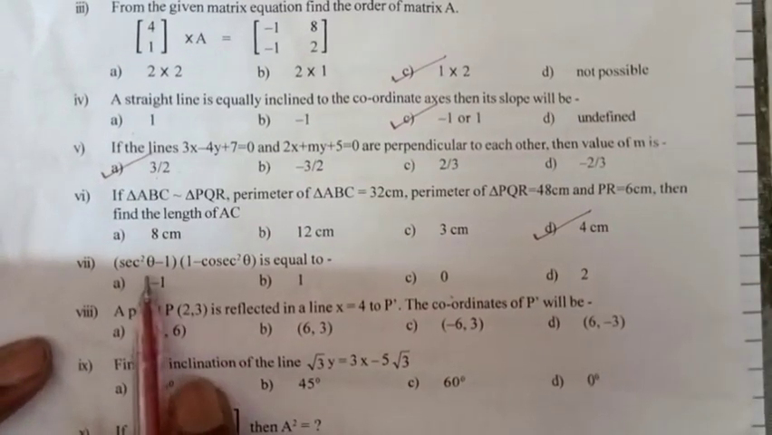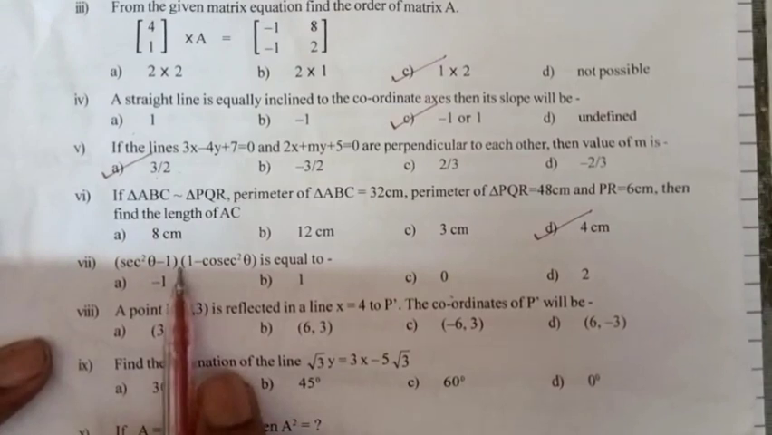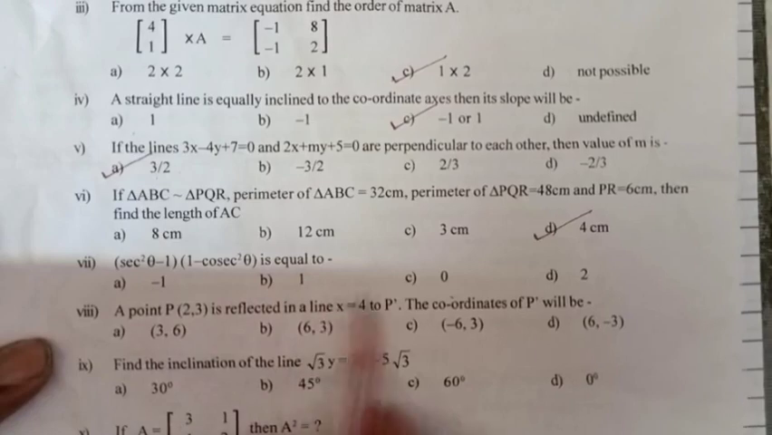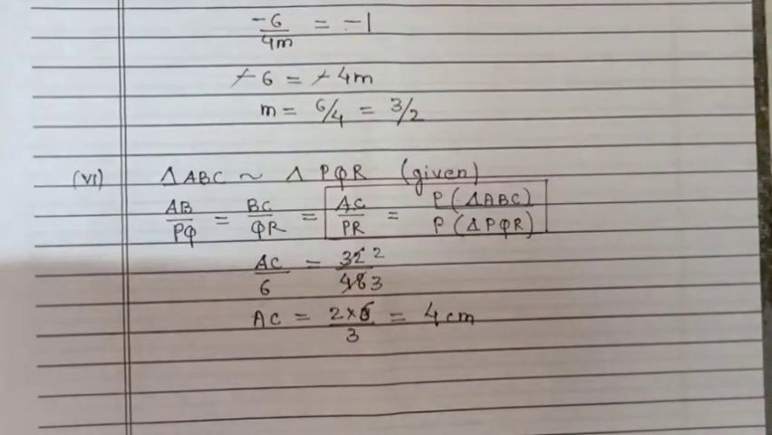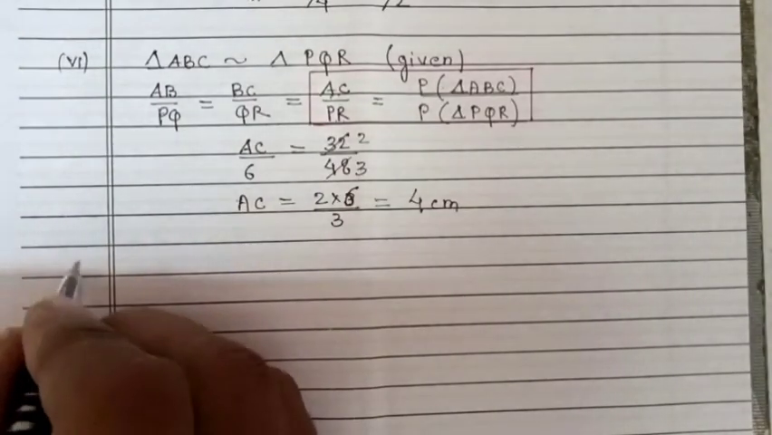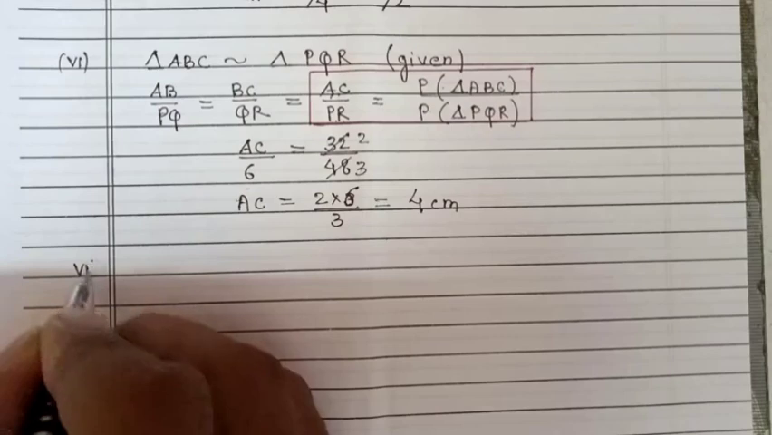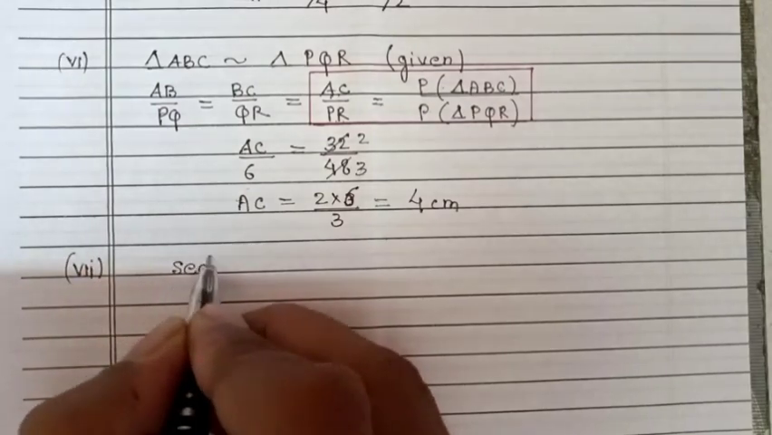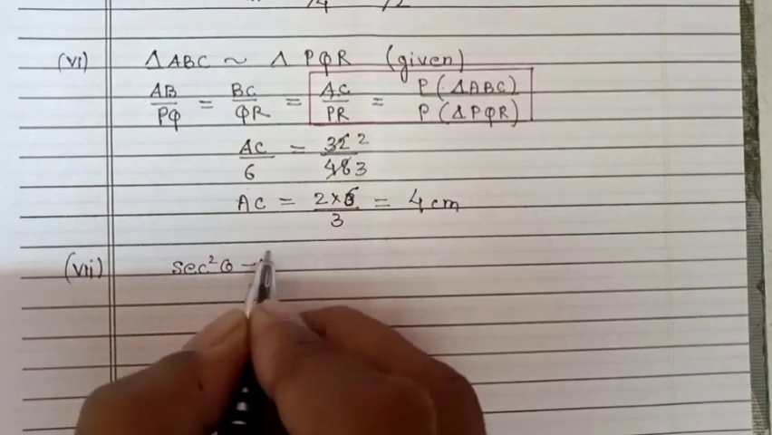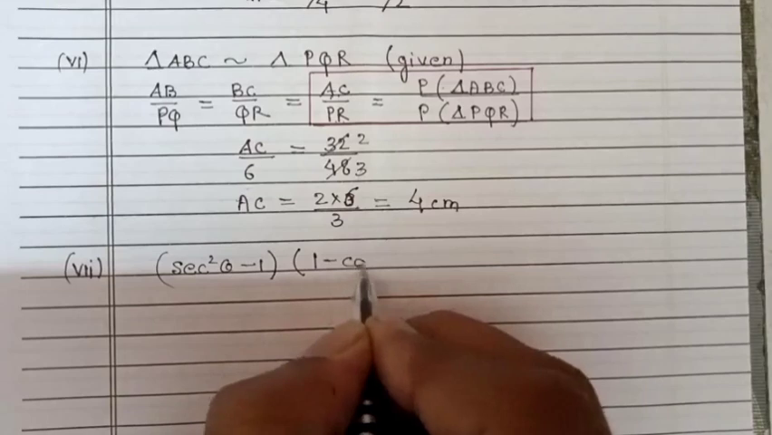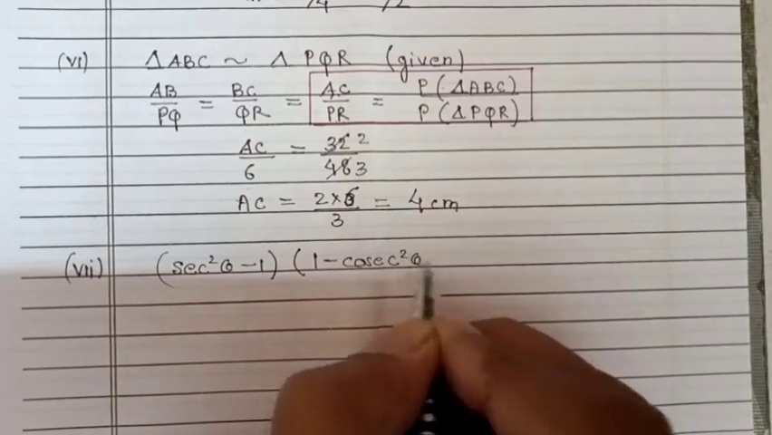Now this one, see, sec square theta minus 1 into 1 minus cosec square theta, and the result will be equal to. So let's see how we are going to solve this one. In the seventh part, they have said sec square theta minus 1 into 1 minus cosec square theta.